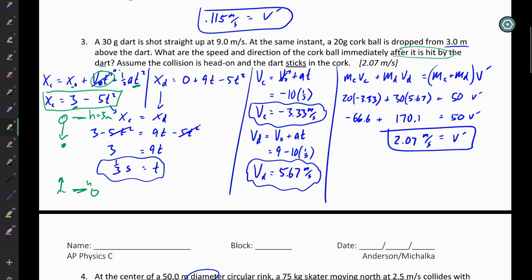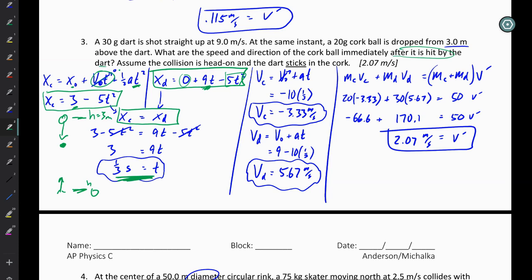And an expression for the position of the dart: starting from a position of 0, its original position is 0. It initially has a velocity of 9, so v0 times t is 9 times t, again minus 5t squared, because 1/2 a t squared behaves the same for both. And so we've got an expression for the position of the dart. The point where they meet is where those two positions are equal. So we solve for time, and it turns out that that's going to be at a time of 1/3 of a second.